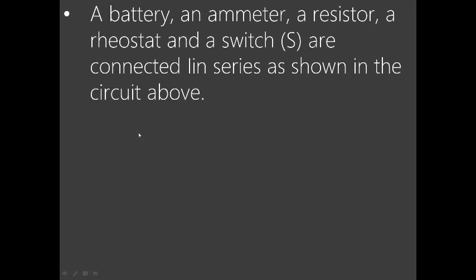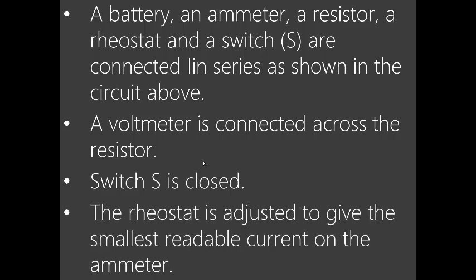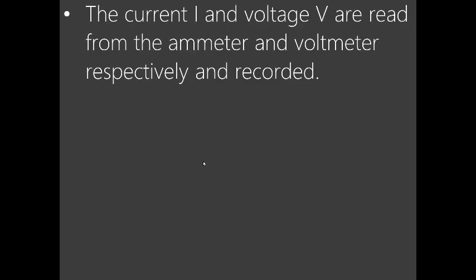The steps are simple. A battery, an ammeter, a resistor, a rheostat, and a switch S are connected in series as shown in the circuit above. Please ignore this other big I. A voltmeter is connected across the resistor. The switch S is closed. The rheostat is adjusted to give the smallest readable current on the ammeter. What do we do next? The current I and the voltage V are read from the ammeter and the voltmeter respectively, and they are recorded.